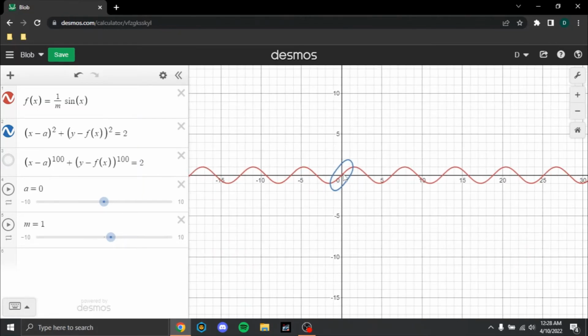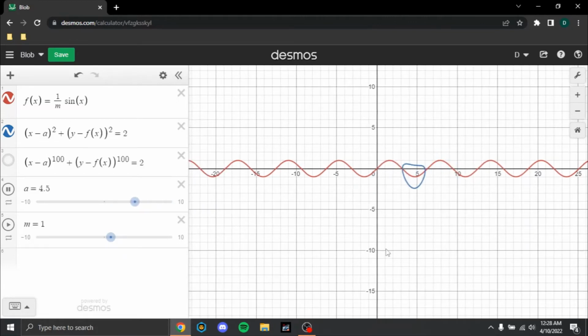So let's just watch this as it travels. You can see it's really cool. It's like this blob, and that's why I called it blob here. It's really interesting, just traveling along like that, and I could make this period bigger or whatever, but I just wanted to show what would happen. It's just like, wow, this is really cool.